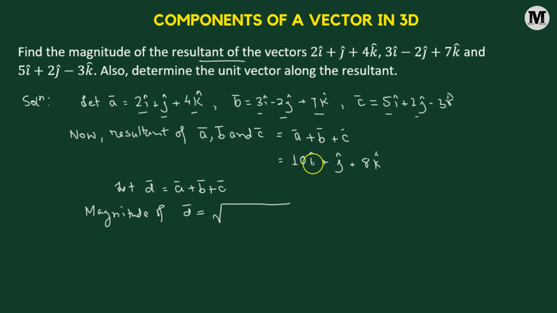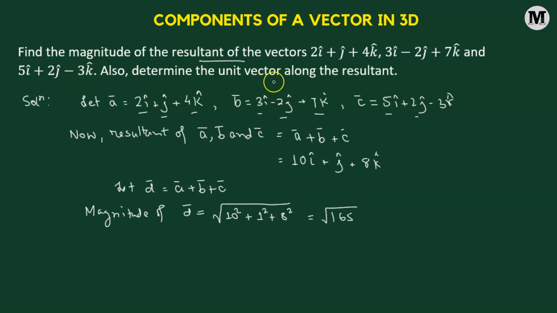So here we'll start with the coefficient of i cap, so that's 10. We're going to square this value, add it to the square of the coefficient of j cap, so that's 1 squared, and then add it to the square of the coefficient of k cap, so that's 8 squared, and that's going to give us square root of 165. So this is going to be the magnitude of the resultant of the vectors A, B, and C. So the first part is done.